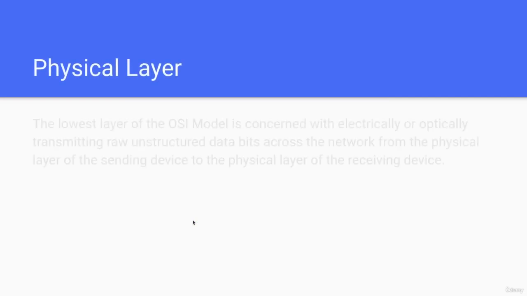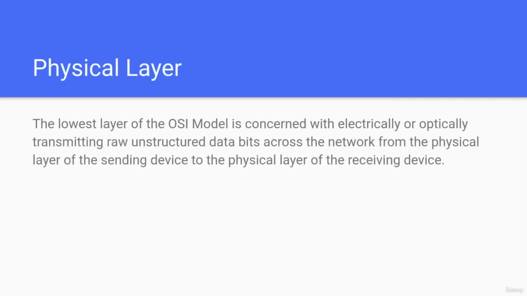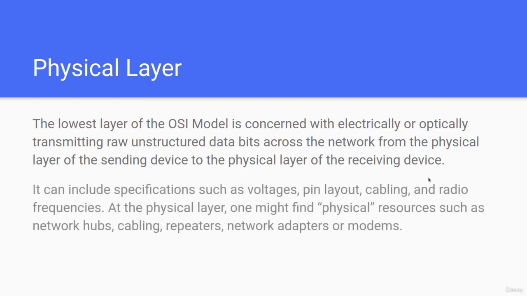Now let's start with the physical layer. This is the lowest layer of the OSI model, which is concerned with electrically or optically transmitting raw and structured data bits across the network, from the physical layer of the sending device to the physical layer of the receiving device. Okay, so from sending to receiving. It can include specifications such as voltage, pin layout, cabling, and radio frequencies. At the physical layer, one might find physical resources such as network hubs, cabling, repeaters, network adapters, or modems.